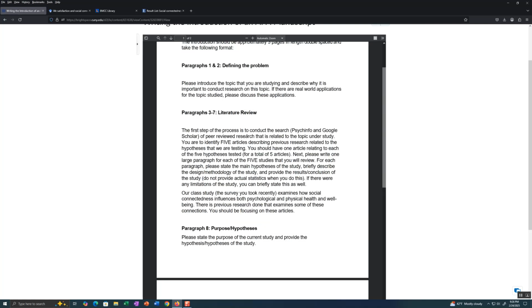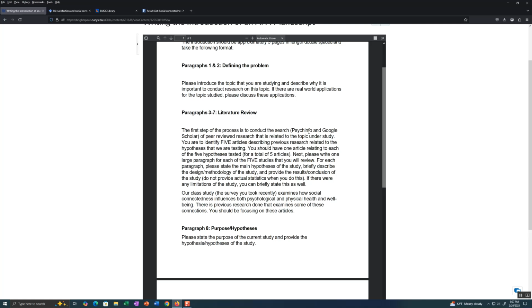These lit review paragraphs should be a decent size. You want pretty substantial paragraphs in the literature review because it's one paragraph per article. Make sure you're following the directions. Most of the problems in this class are when students do not follow the directions. You must follow the directions. You cannot just write what you want and write on the articles that you want.